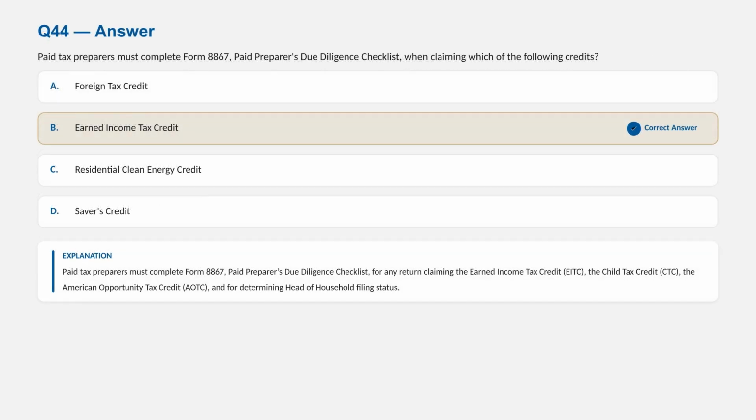The correct answer is B. Earned income tax credit. Paid tax preparers must complete Form 8867, Paid Preparer's Due Diligence Checklist, for any return claiming the Earned Income Tax Credit, the Child Tax Credit, the American Opportunity Tax Credit, and for determining head of household filing status. Great. Now let's move to our next question.